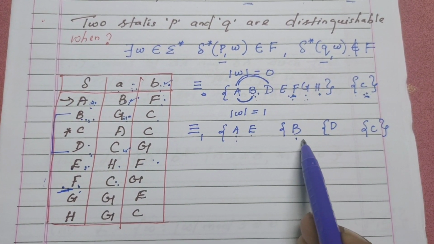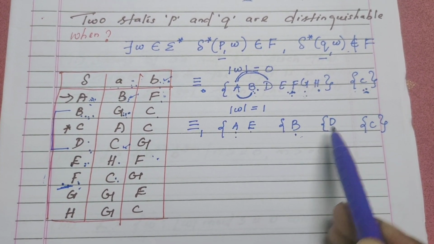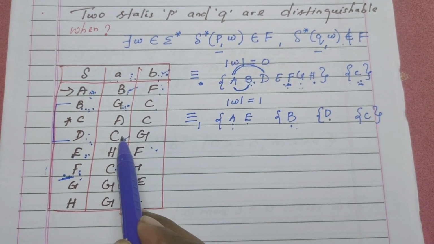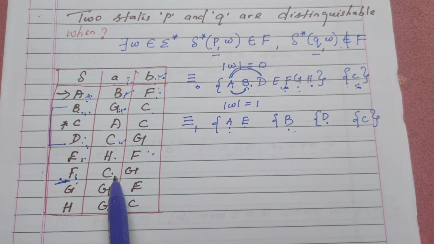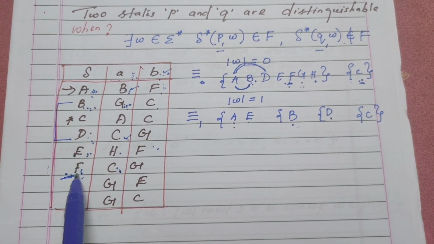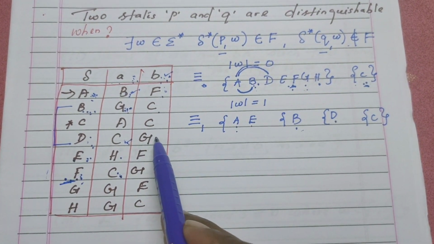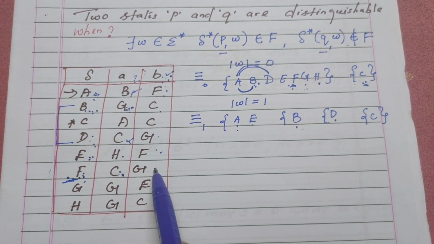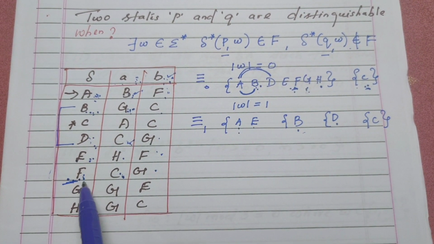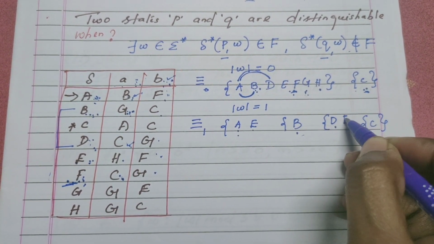So skip this. Now you check whether F can be written along with D. D and F on reading A, it goes to C. So no problem. As of now, after reading A, we have identified that D and F are indistinguishable. What about on reading B? After reading B, it goes to the state G. So G is in this set. So obviously D and F are indistinguishable. Let me write F here.